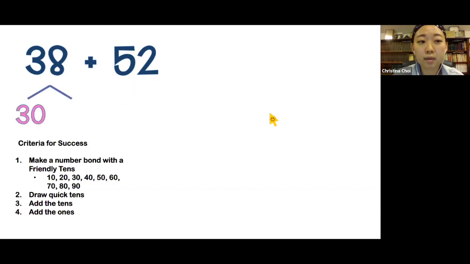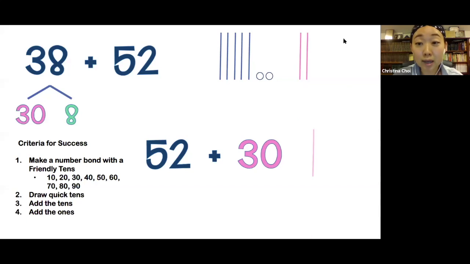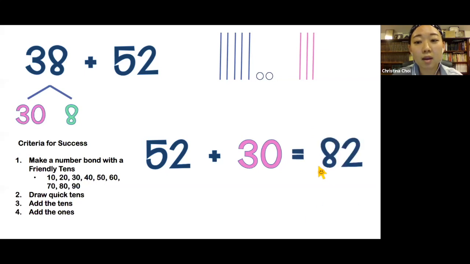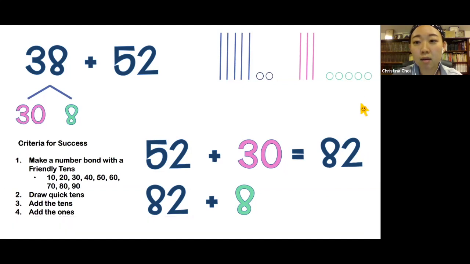38, 30 and 8, 52 plus 30. Let's see if you drew the quick tens correctly. 52, and then how many? Yes, we have 3 tens now. That's still a friendly 10. 82, then 82, remember to add the 8. And keep going, counting on. Did you count on correctly?